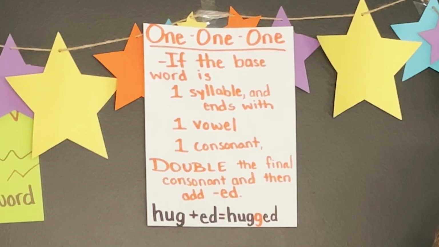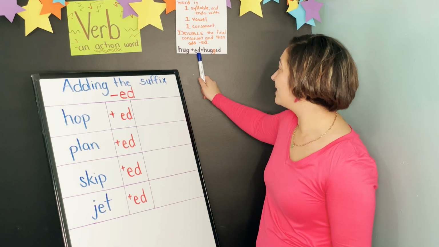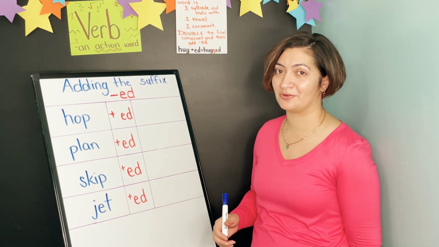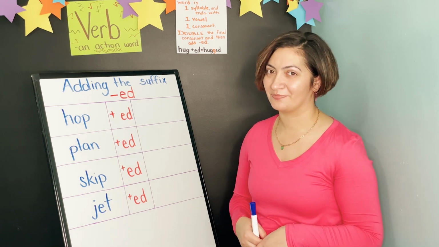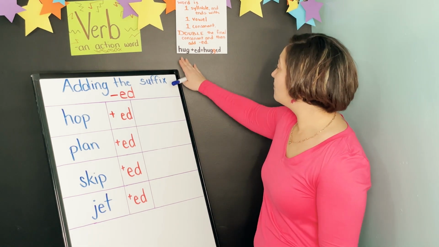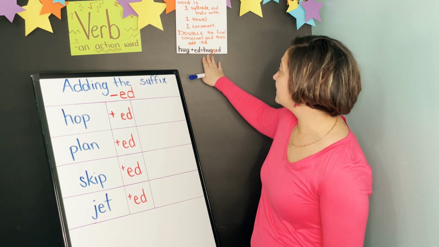So let's look at an example. The word hug. Hug is one syllable. Hug. It ends with one vowel, one consonant, which means that our vowel is short, right? We want to keep it short. So we're going to double that last consonant, which is a G. So it's GG and then add ed, right? I like to hug my sister when she walks in the door. I hugged my sister when she walked in the door. You see that? All right. So we have present tense and then we have past tense.